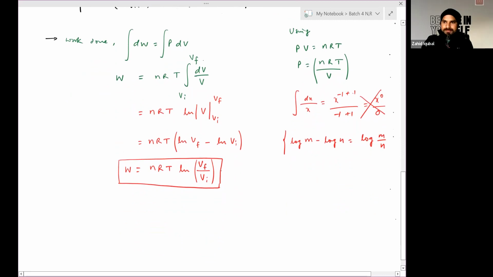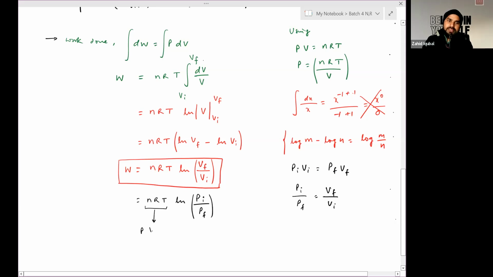You may write this expression in terms of pressure as nRT ln, using Pi Vi equals Pf Vf. So it will be Pi divided by Pf equals Vf divided by Vi. So just replace Vf and Vi related to this term, and you'll get Pi divided by Pf. And this quantity nRT will also equal the product of pressure and volume at any instant on that curve.